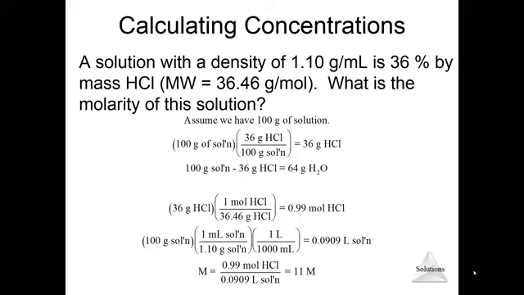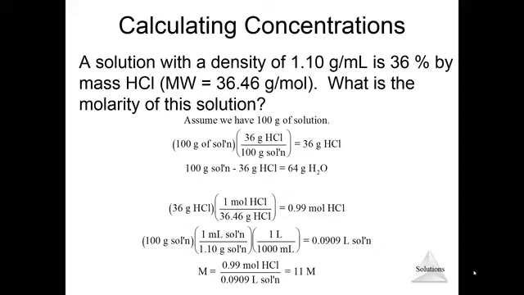We're going to convert the 36 grams of HCl to moles of HCl. We're going to do that by dividing by the molar mass. So 36 grams of HCl divided by 36.46 grams per mole tells us that we have 0.99 moles of HCl.